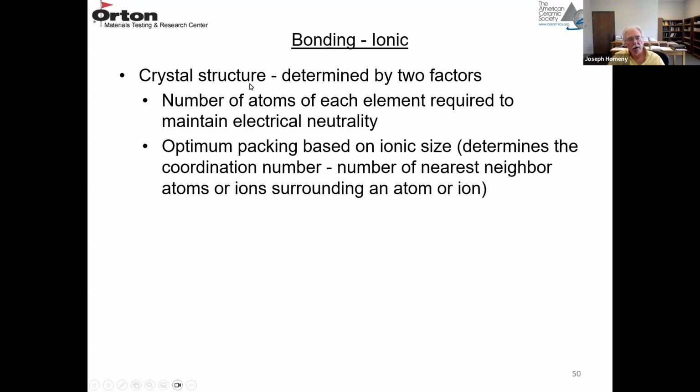So when we talk about crystal structures, it's determined by two factors: the number of atoms of each element required to maintain electrical neutrality, and then the optimum packing is based on ionic size. So the size of these ions determines the coordination number, and the coordination number is simply the number of nearest neighbors, whether it's an atom or an ion, surrounding an atom or an ion.